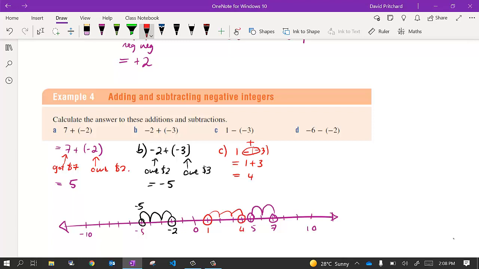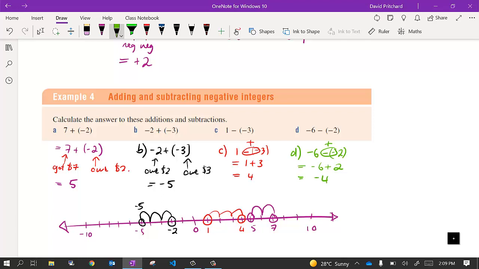All right, so our last one, let's go back to green. So we'll look at D, negative 6 take away negative 2. So the brackets around it don't really make any difference. It's just to differentiate between the subtraction and the negative sign. So don't stress too much about that. The negative negative makes a positive. So what we've actually got is negative 6 plus 2. And so that means I owe $6 and I'm getting 2 in. So owe 6, get 2 more in, and we end up with negative 4.